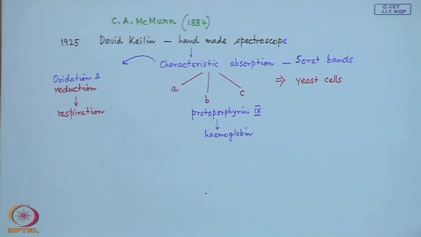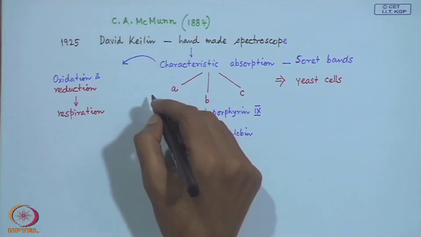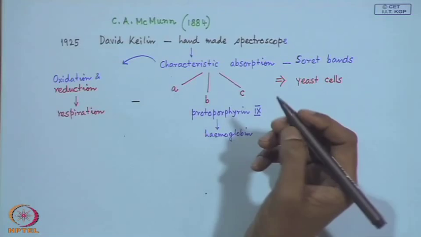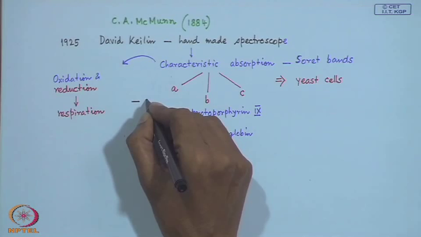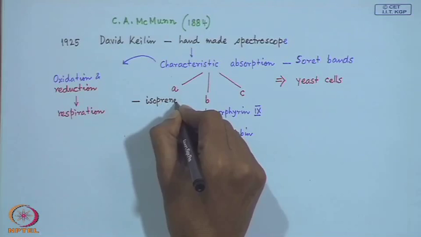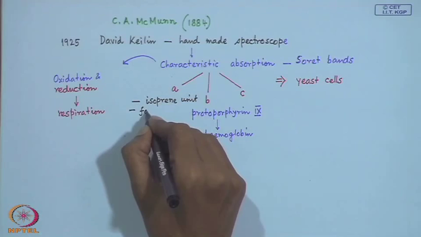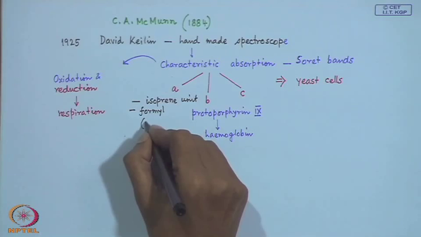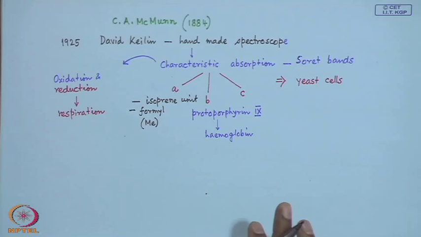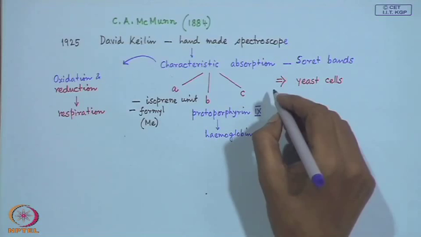Then the A type cytochrome is different with regard to substitution. In this case we have a hydrophobic tail of an isoprene group, plus a formyl group in place of the originally present methyl substitution. So nothing else is changing there, only the substitution changes from one to the other. Then we have the vinyl group attached porphyrin 9 for cytochrome C.